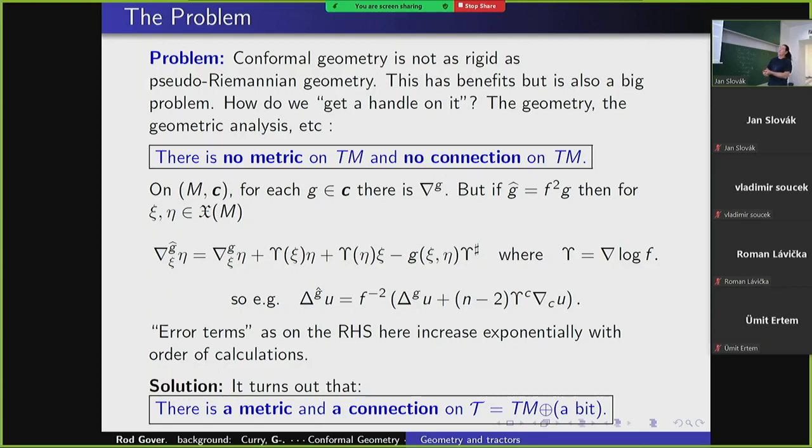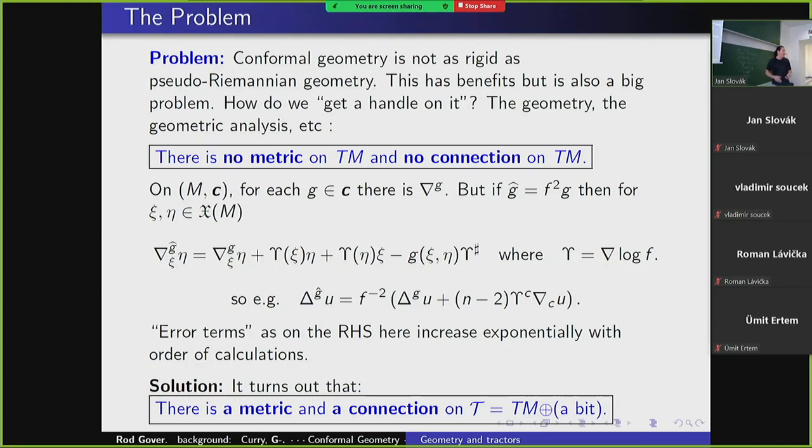What you can do is pick a metric from the conformal class. So you say, oh, well, we have an equivalence class of metrics, so let's pick one and use its Levi-Civita connection. And then you have to see what happens when you change your mind about your connection from the conformal class. So you conformally rescale it.